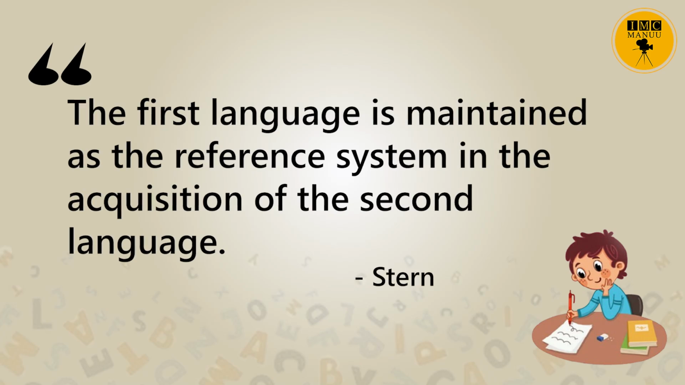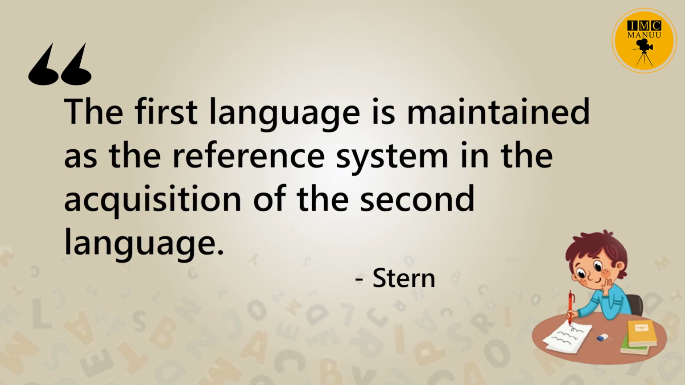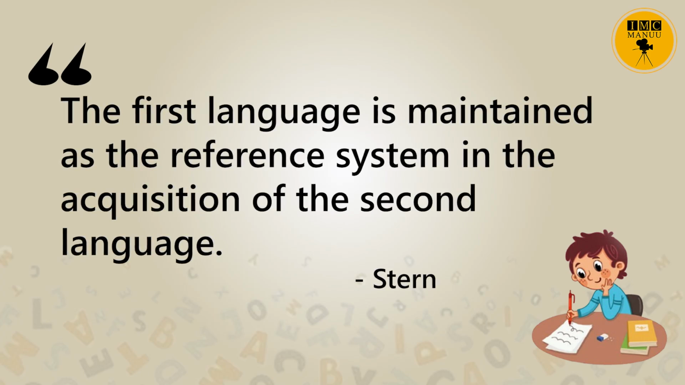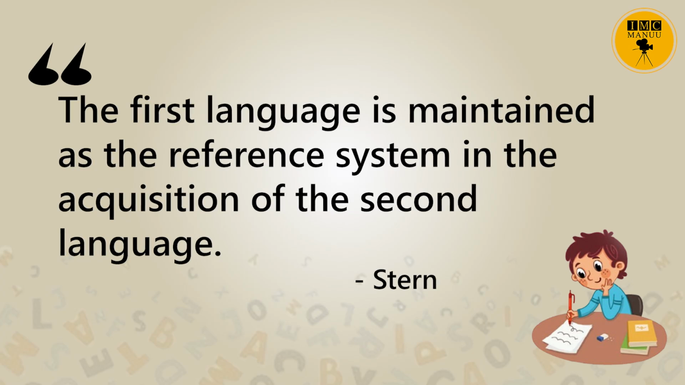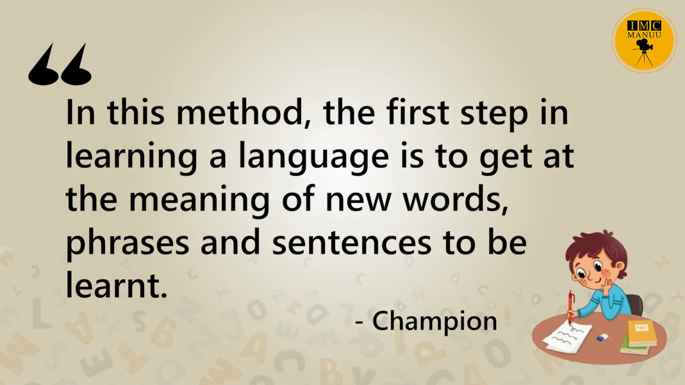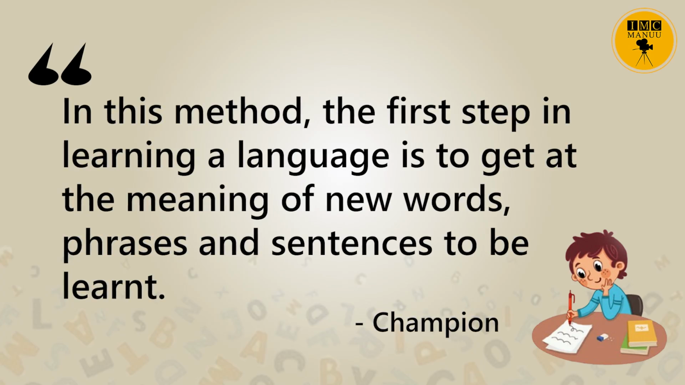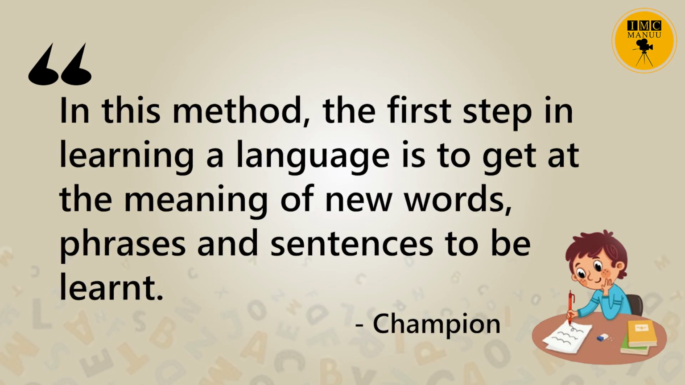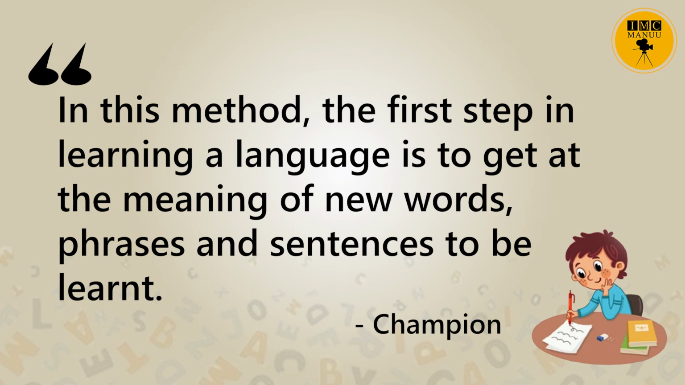In the words of Stern, "The first language is maintained as the reference system in the acquisition of the second language." According to Champion, in this method, the first step in learning a language is to get the meaning of new words, phrases, and sentences to be learned. Under the translation method, the meaning of English words, phrases, and sentences are taught by means of word-for-word translation into the mother tongue.